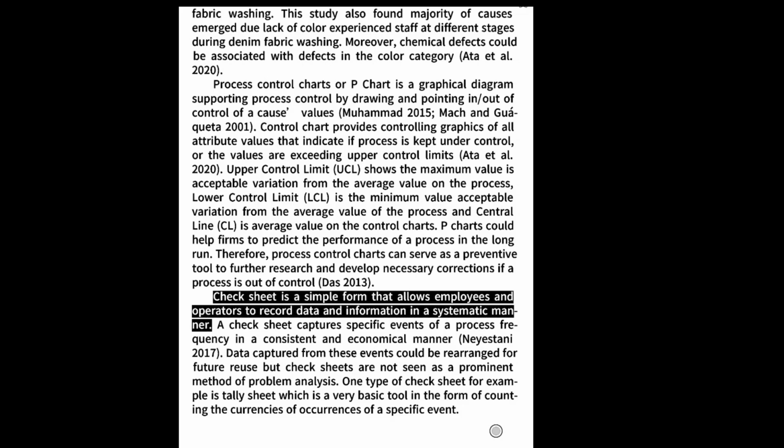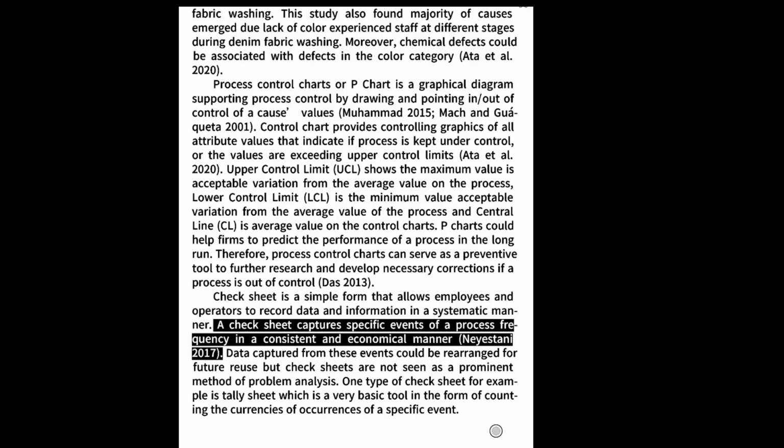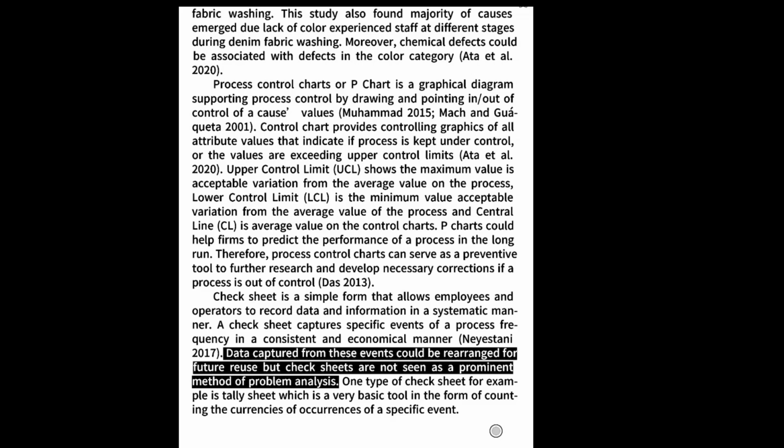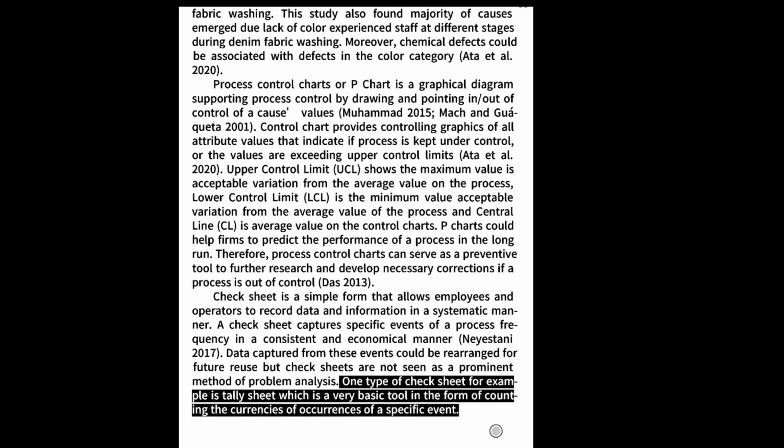A check sheet is a simple form that allows employees and operators to record data and information in a systematic manner. A check sheet captures specific events of a process frequency in a consistent and economical manner. Niastani 2017. Data captured from these events could be rearranged for future reuse, but check sheets are not seen as a prominent method of problem analysis. One type of check sheet, for example, is the tally sheet, which is a very basic tool in the form of counting the occurrences of a specific event.